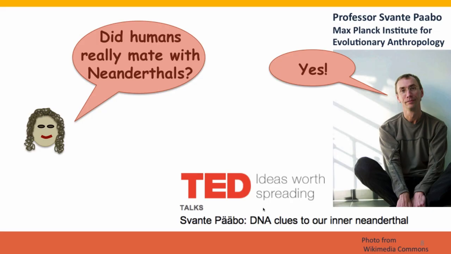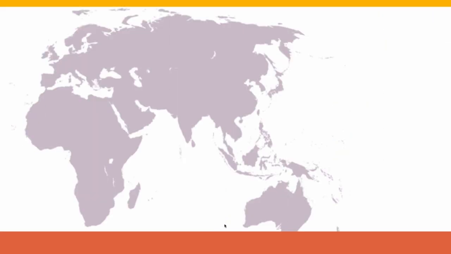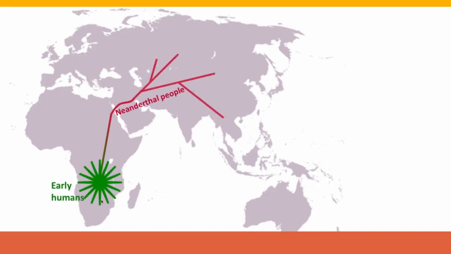And he describes his work very nicely in a TED Talk that's on the Module 1 webpage. So here's my drawing of a summary of what we know about what happened in human evolutionary history. Again, early humans originated in Africa, and within Africa, they spread and diversified.